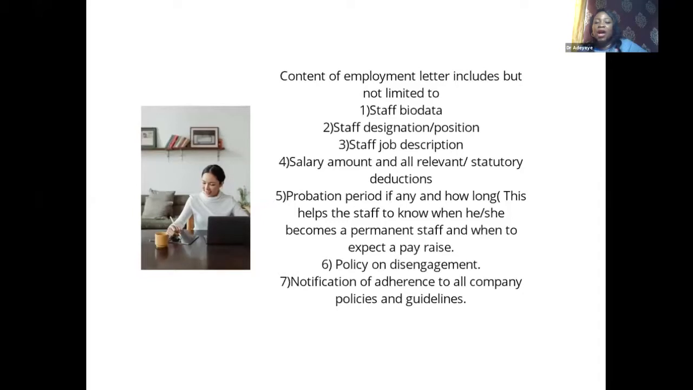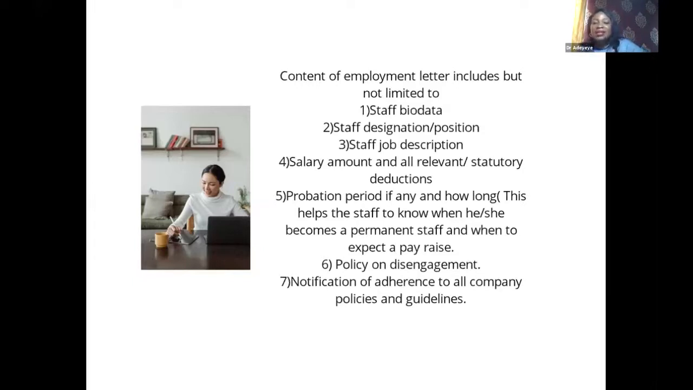So I'll say something about probation period: that's the period before the person becomes a permanent staff, and it also helps the person to know when to expect a pay rise. So you can let the person know that, okay, if you do well, we are going to increase your money, or after probation, your salary will be changed to this. Whatever it is, you are at liberty. Let it be there, but let it be a policy that is just informing what is in the letter.